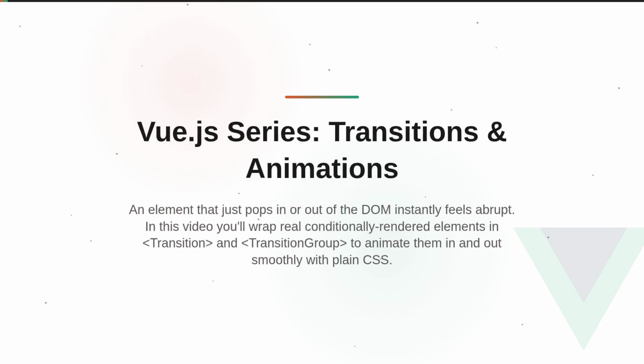An element that just pops in or out of the DOM instantly feels abrupt. In this video, you'll wrap real conditionally rendered elements in transition tag and transition group tag to animate them in and out smoothly with plain CSS.